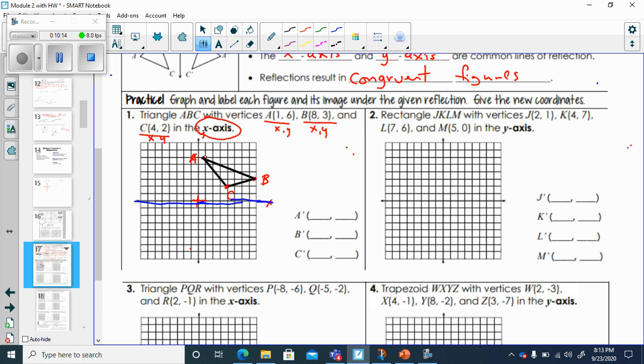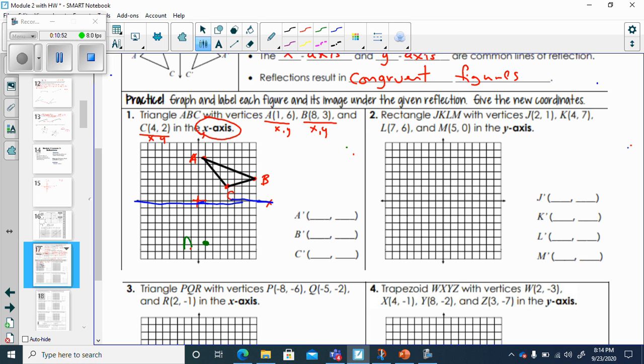Now let's reflect it. The way we reflect it is that we know this point is going to be the same distance from the line of reflection as its reflected point, its image. So let's take this pre-image A and count to its line of reflection. 1, 2, 3, 4, 5, 6. So it's 6 units from the line of reflection. Now let's stay on this line and go to the other side 6 units. 1, 2, 3, 4, 5, 6. This is where our A prime would be.